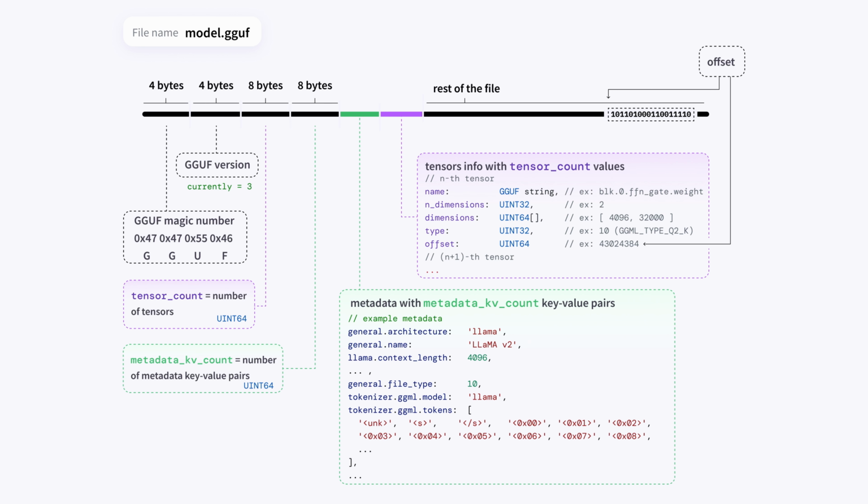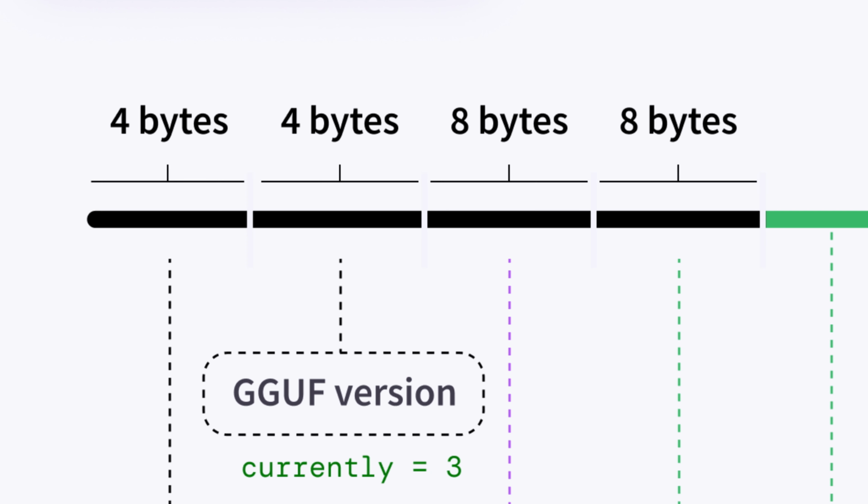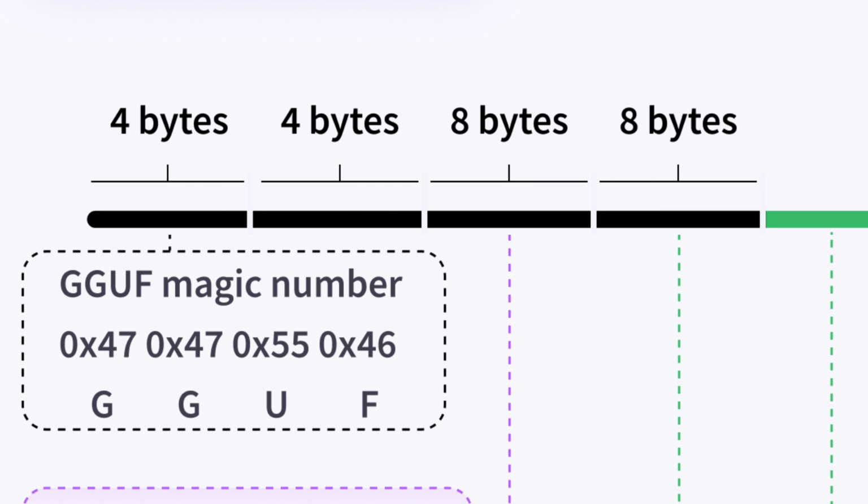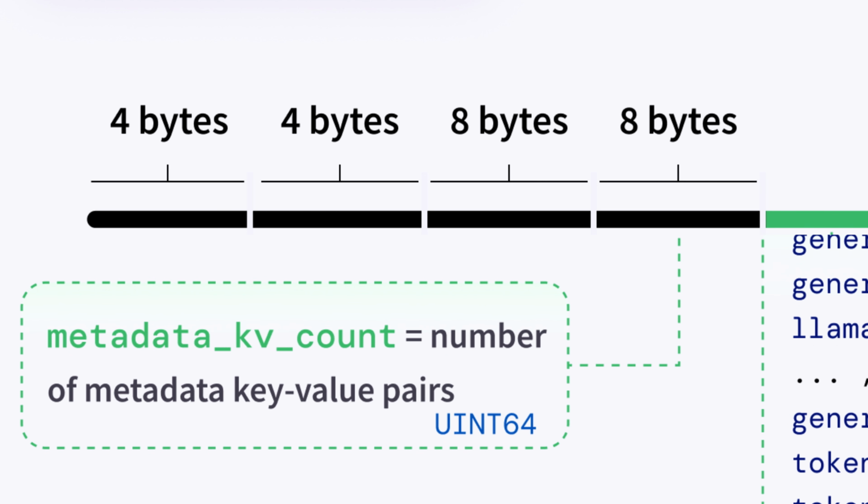This is the file structure of a GGUF file. It has 5 sections laid out in order from start to finish. First, the header. It's only 20 bytes. It contains the magic number, the version number, the tensor count, and the metadata key value pair count.